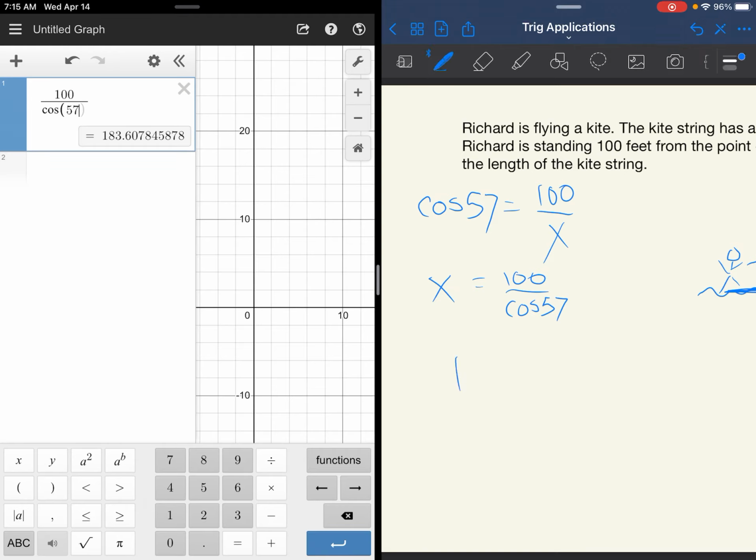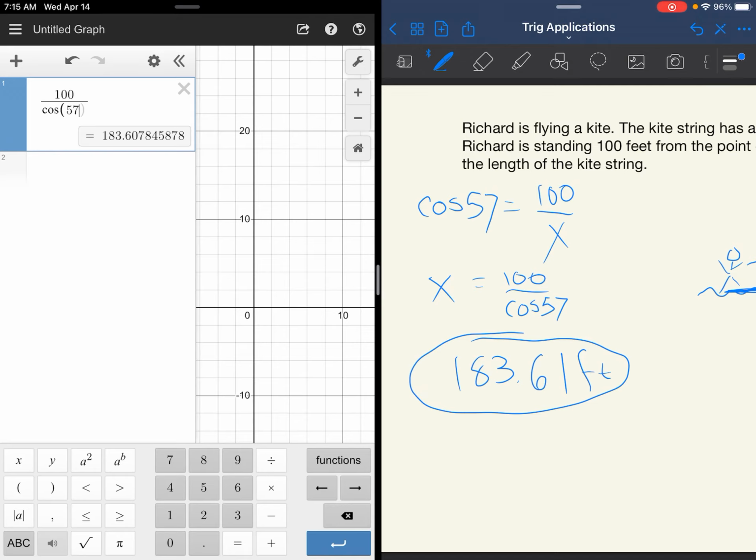Let me switch my pen. 183.6. I'm going to go ahead and round it to 2 decimal places. So that 0 will be bumped up to a 1 because the number after it's 5 or higher. So 183.61 feet. That's how long my kite string is.